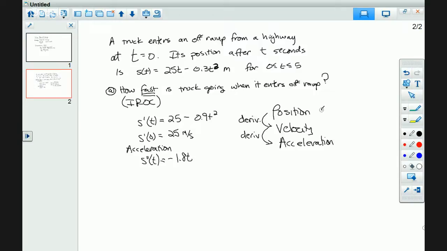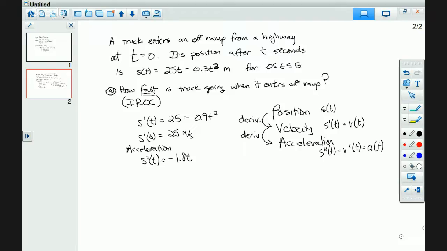So if position is usually denoted with s of t, you'll see velocity as s prime at t, or they'll call it v of t sometimes. Acceleration would be s double prime, or velocity prime, or a of t. So those are some of the ways we notate these. For now, all you have to do is go this direction. Okay, so read the question, figure out what you have to do.